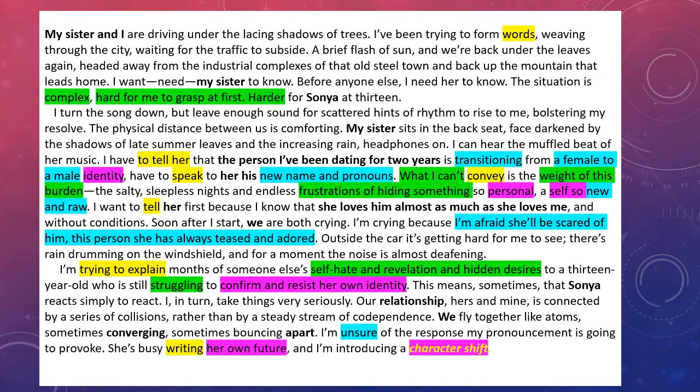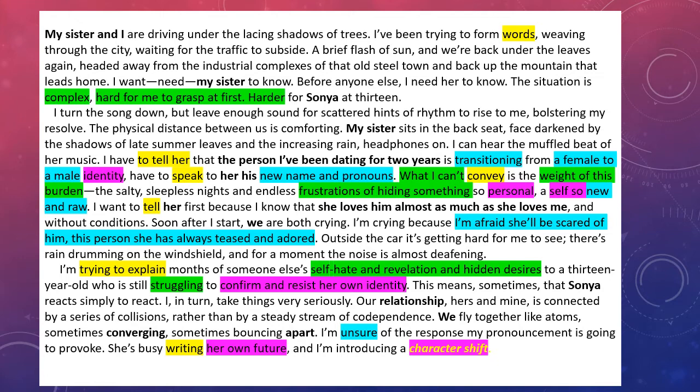So we move from noticing to patterns to concepts, and we can then look for concepts and their relationships in the author's work. What you're seeing here now is the four different colors of the patterns that I found. If you try this exercise on your own with the patterns that you found, you will probably find different colors here. So the yellow one is language, and I find that this pattern holds true in the scene. What I found in the introduction is here. I have words, tell her, speak, convey, tell, trying to explain, writing, and character shift.